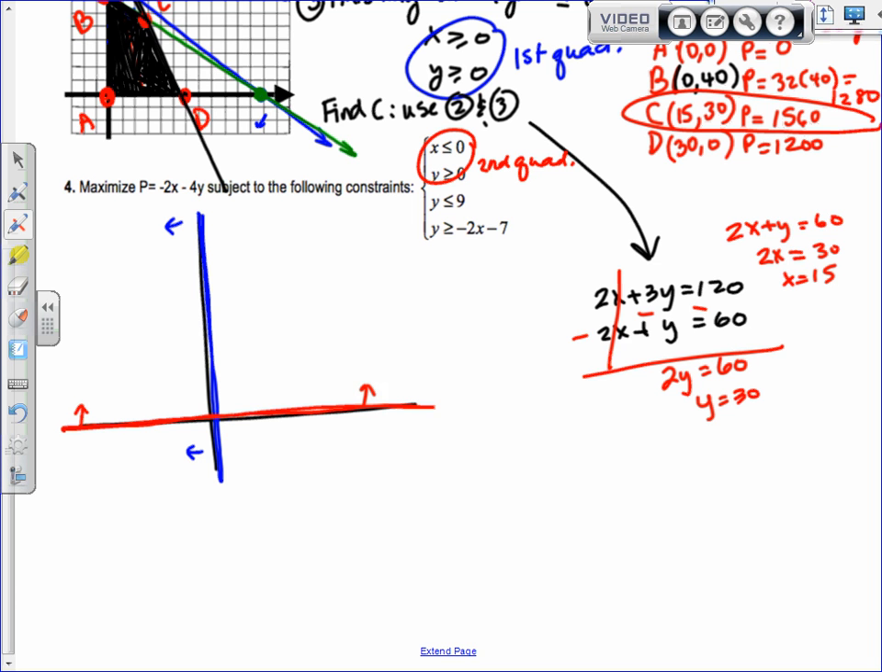A lot of real life problems wouldn't use this, right? I can't even think of anything that would use the second quadrant, but whatever.